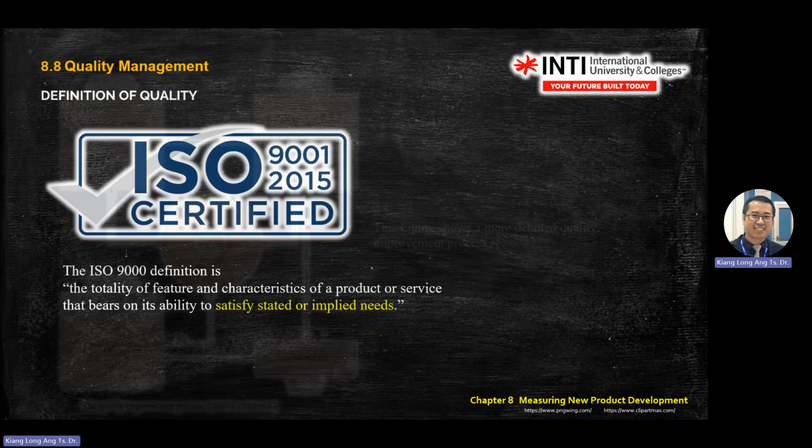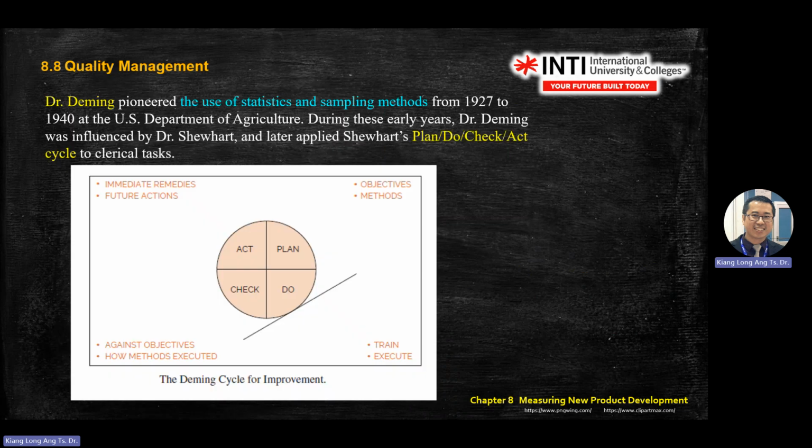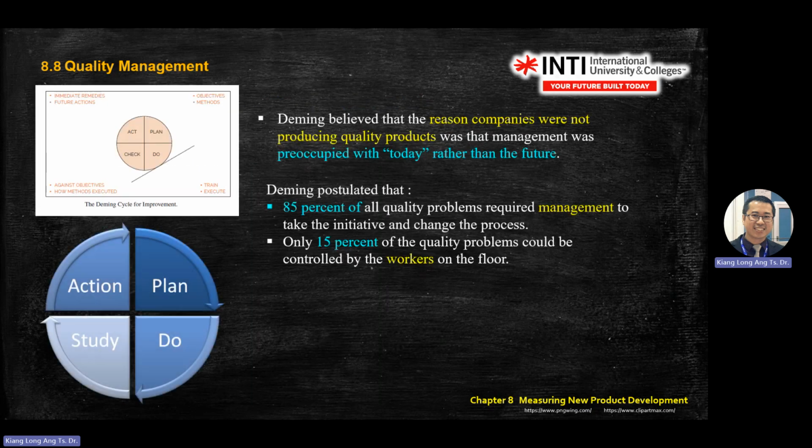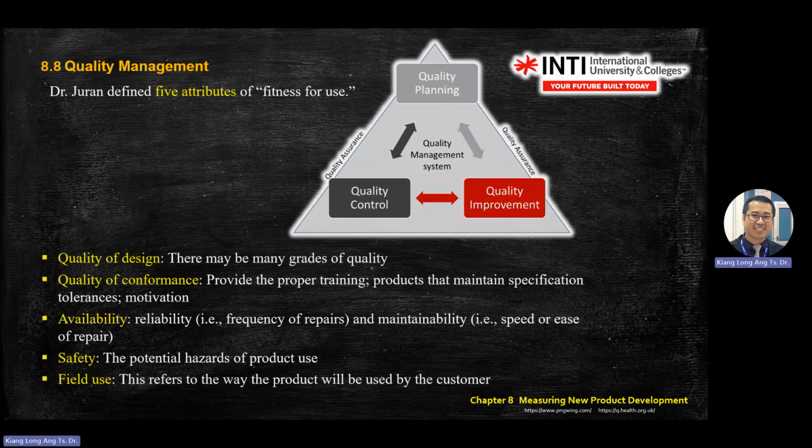Okay, quality. Plan, do, check, act. This one is also very popular. Deming cycle. So go and read. What is the Deming cycle for improvement? Elaborate the Deming cycle by using this illustration. Go and read what is the Deming cycle. Okay. Juran, what Juran thinks about quality. Go and read.